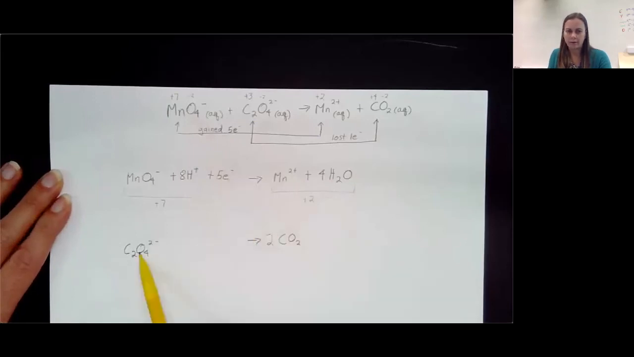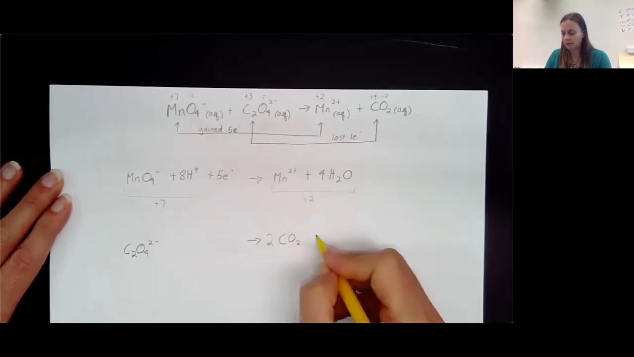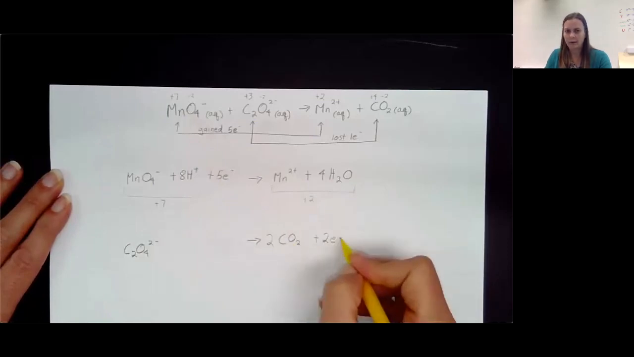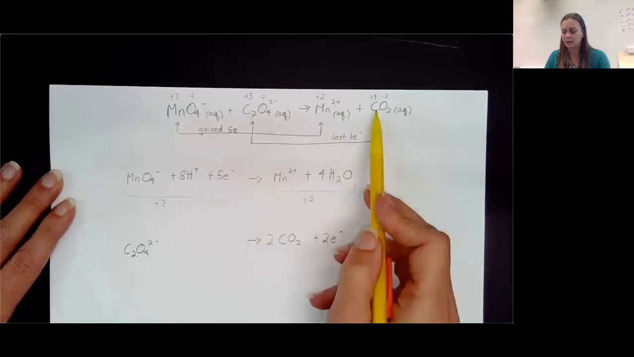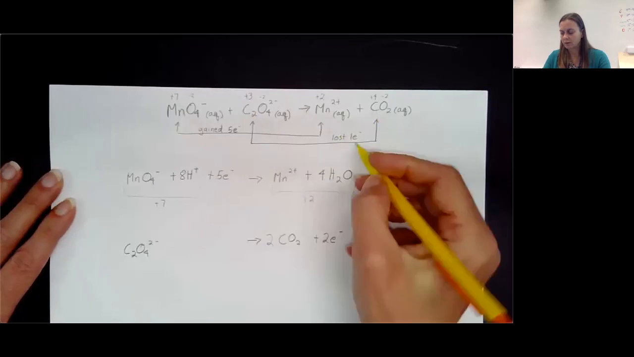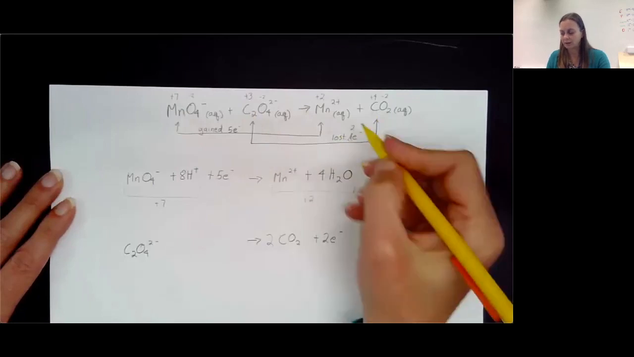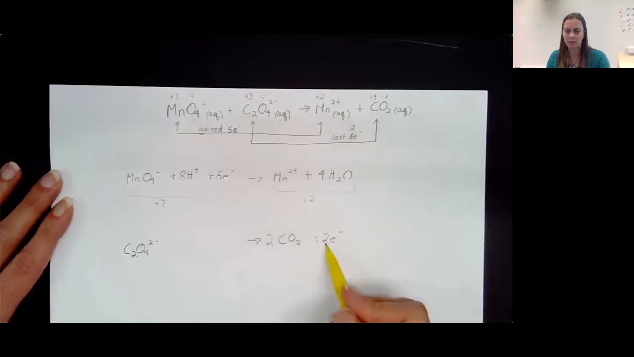Here, I have a total charge of -2 on this side, a total charge of 0 on this side. So I'm going to add 2 electrons here. And again, we're going to do the stop and check. Now, I said that it lost 1 electron, but that was each carbon that lost 1 electron. And there were 2 carbons, so we could say that this lost 2 electrons, and that matches up with what we have down here.